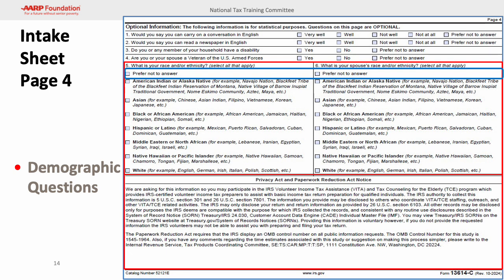Now, the Mandatory Privacy Act notice is on this page. The data from these questions are used mainly for statistical purposes to apply for grants to fund our free tax assistance service. So if someone asks why we need this information, you'd be telling the truth to say, well, having this information helps to fund our ability to provide tax services for free.